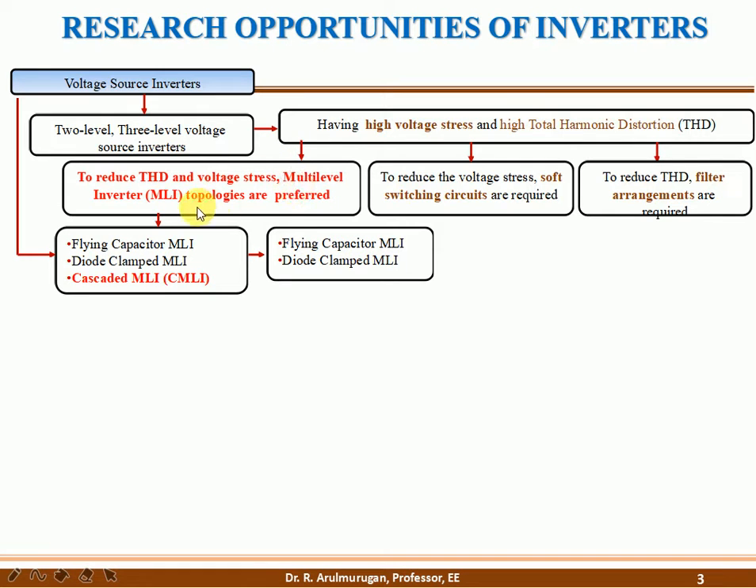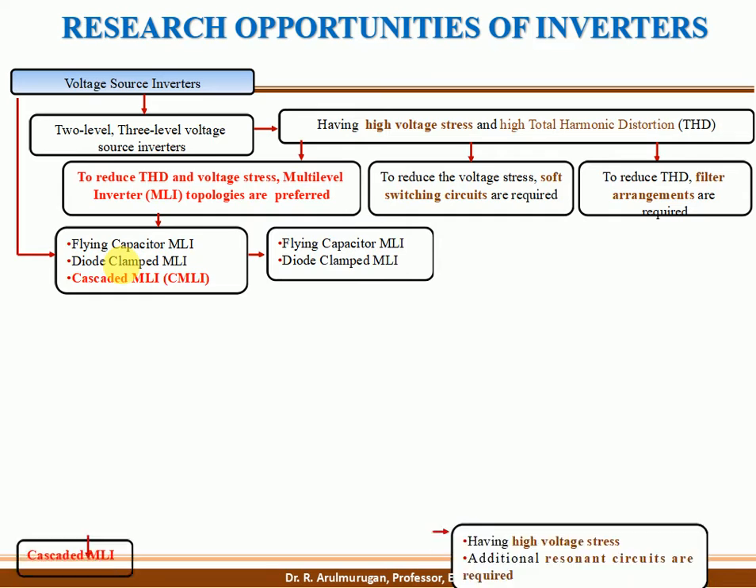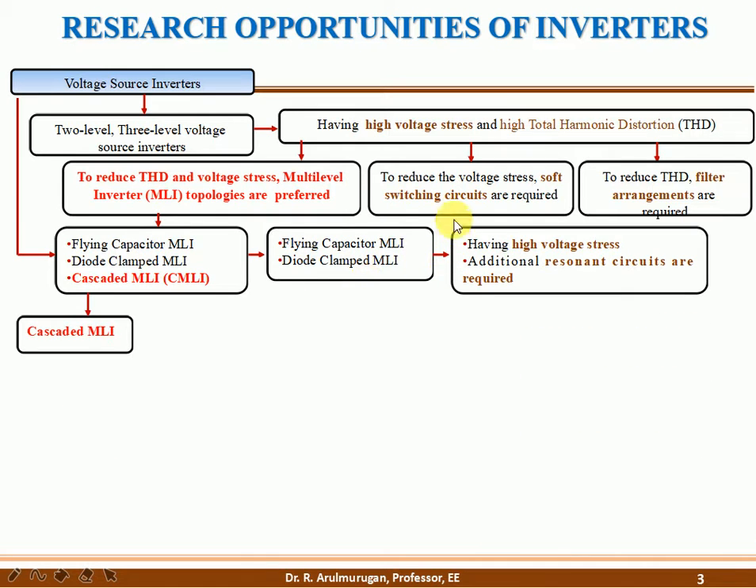The multi-level inverter reduces the voltage stress level and also the THD value, total harmonic distortion. It is classified into three types: flying capacitor, diode clamped multi-level inverter, and cascade multi-level inverter. The flying capacitor and diode clamped multi-level inverters also have the same limitation: high voltage stress is produced. As usual, a resonant converter, or soft switching technique, is used to eliminate it.